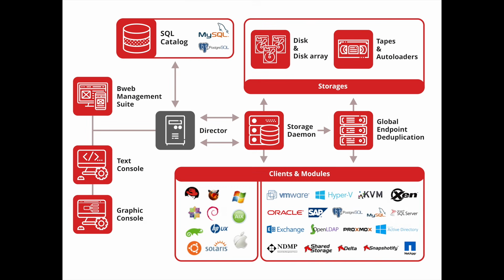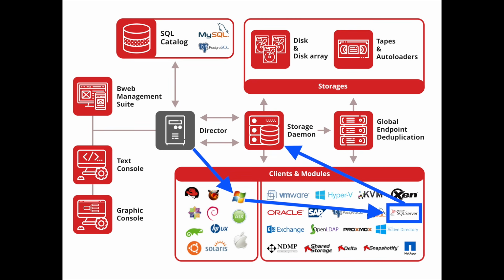To put it all together, let's look at what happens when a scheduled backup of an MS SQL database runs. The director's scheduler initiates the backup. It contacts the file daemon and hands over the job information. In this case, the client will be informed to initiate a VSS snapshot of the defined MS SQL databases.